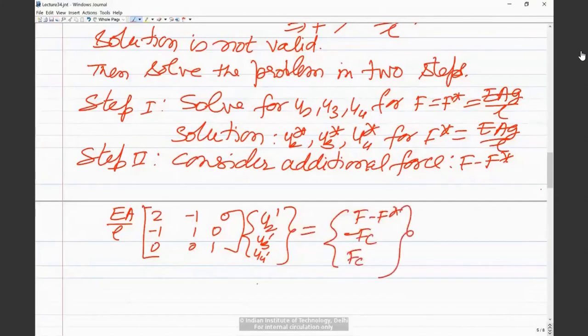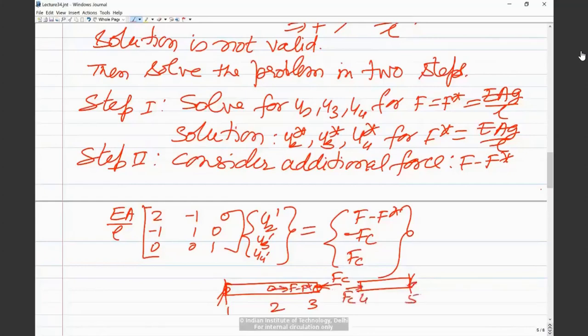Because we are looking at the additional force, you have of course these nodes, node 1, 2, 3. There is a contact force Fc over here, and at this node there is a force F, which we are taking here as F minus F star, and on this side there is also a Fc at node 4 and node 5.